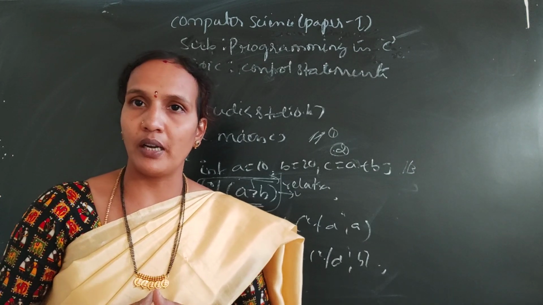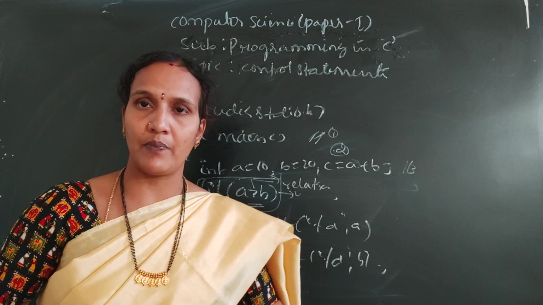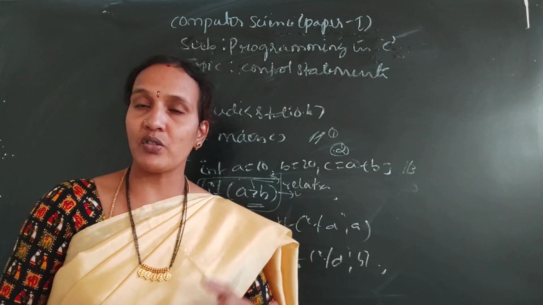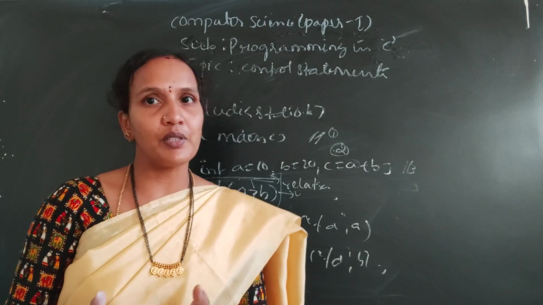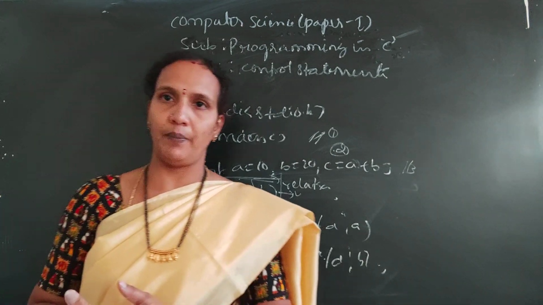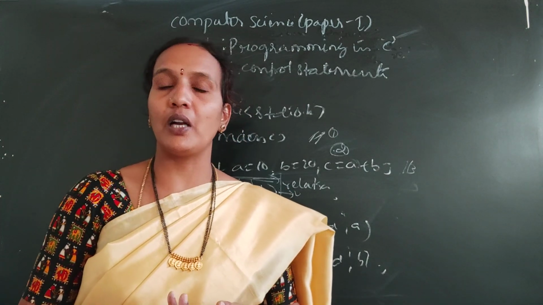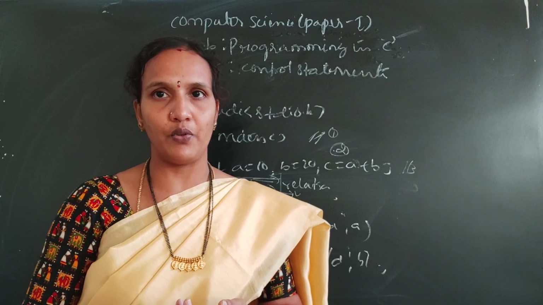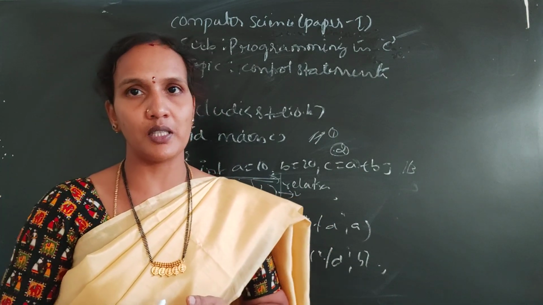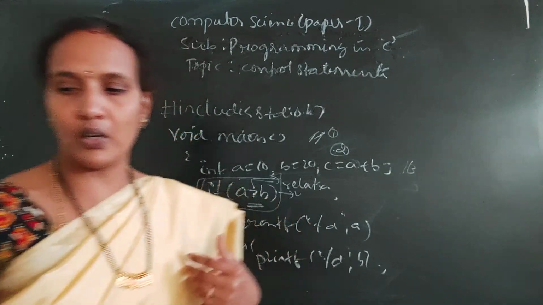So I hope you all understood control statement. Control statement helps the programmer to implement conditions, and based on the condition result, some statements will be executed and some statements will be skipped. Clear? So how many control statements does C programming support? How many repetitive statements does C programming support? That we'll discuss today. Okay? Now, control statements.